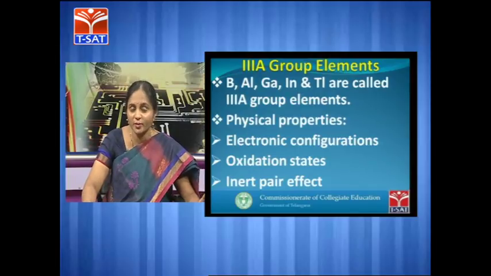So what is the inert pair effect? Inert pair effect is the reluctance of s electrons to participate in chemical bonding. This is because, as we go from top to bottom, atomic size increases. Due to poor screening effect, the s electrons are held more tightly by the nucleus, and so they are reluctant to participate in bonding.